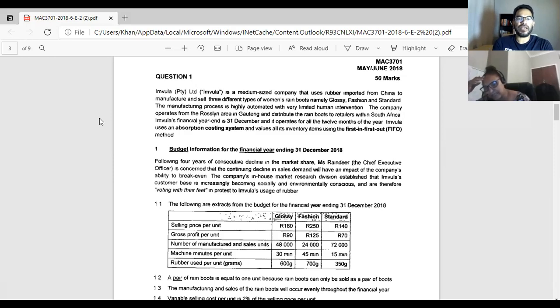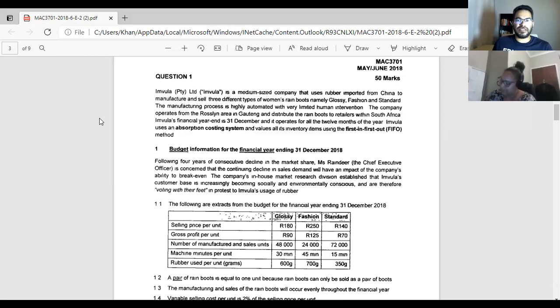Now they say the manufacturing process is highly automated with very little human intervention. The company operates from the Roslyn area in Gauteng and distributes the rain boots to retailers within South Africa. Imvula's financial year end is 31 December and it operates for all 12 months of the year. Imvula uses an absorption costing system and values all its inventory items using the FIFO method.